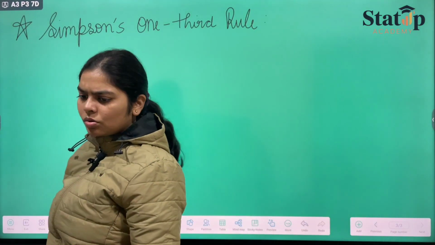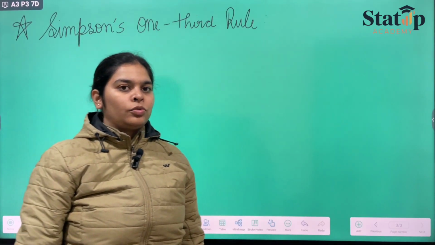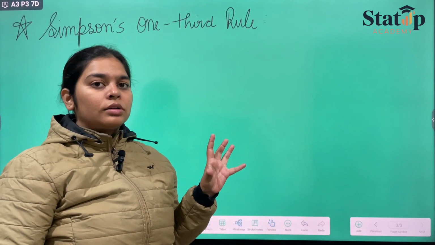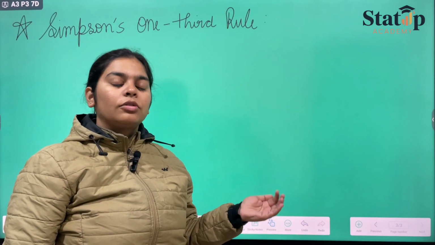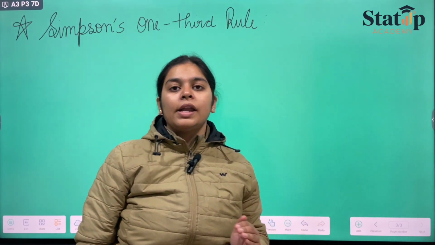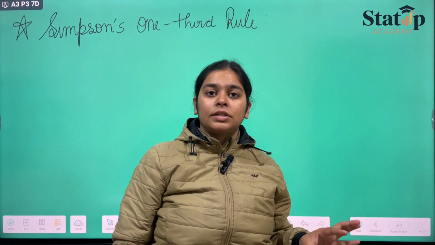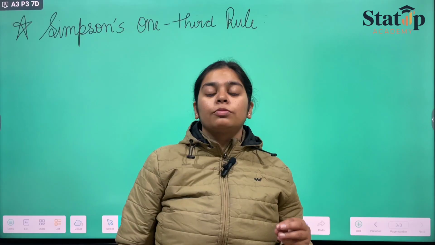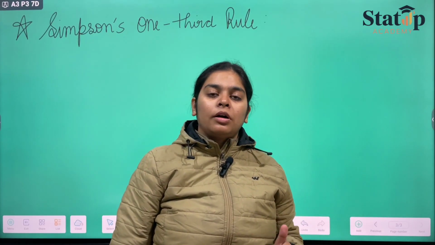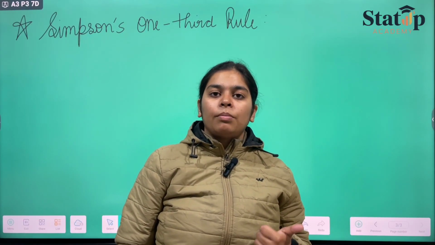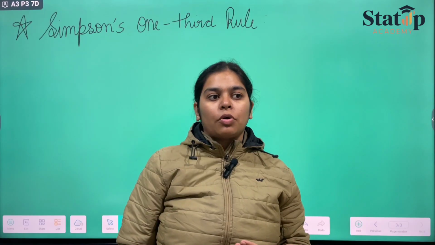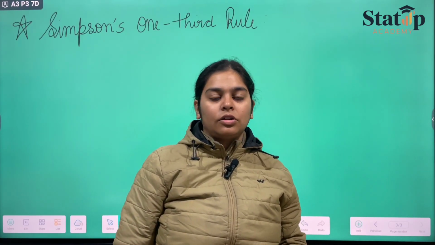Now, it is also a rule of numerical integration only, like the trapezoidal rule. Here also we divide our integral into different parts. But in the trapezoidal rule, we divide it into equal parts, and here the number of divisions must always be an even number. That should be kept in mind. So in Simpson's one-third rule, the even number of divisions should always be there, and that is the most important concept of this rule.